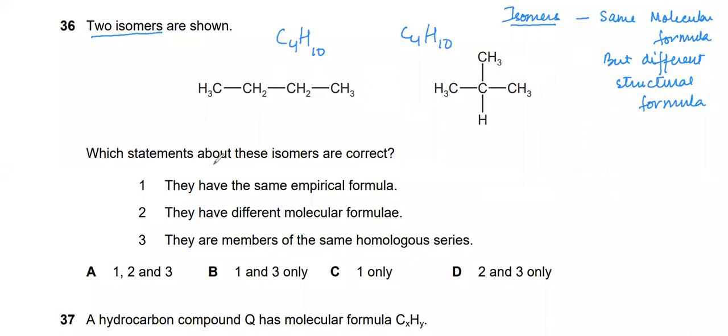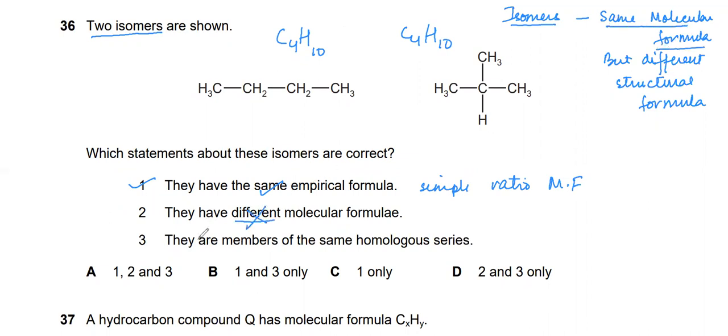Which statement about these isomers is correct? They have the same empirical formula. The empirical formula is a simple ratio formula, a simple ratio of the molecular formula. They both have the same molecular formula, so yes, the empirical formula is going to be the same. So 1 is correct. They have different molecular formulas. As I told you initially, isomers are the ones with the same molecular formula.